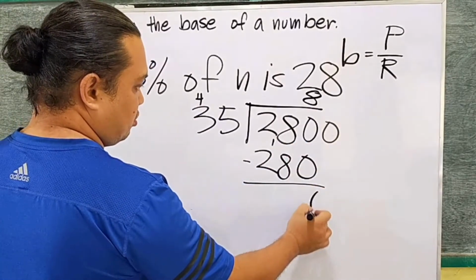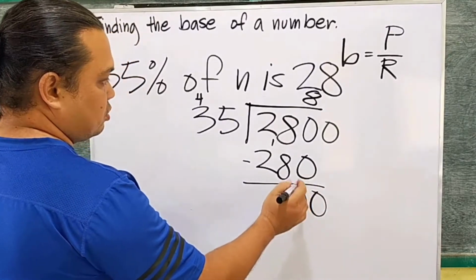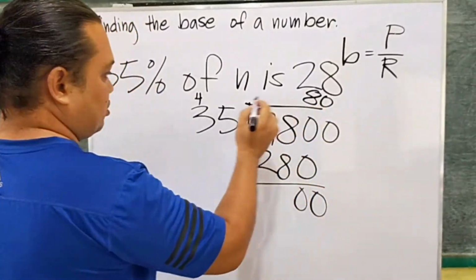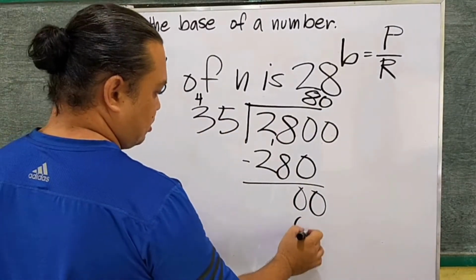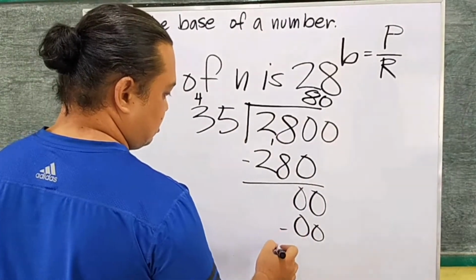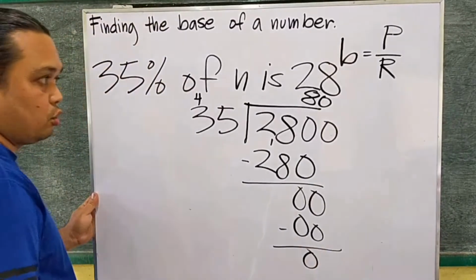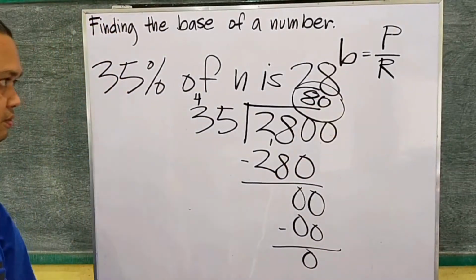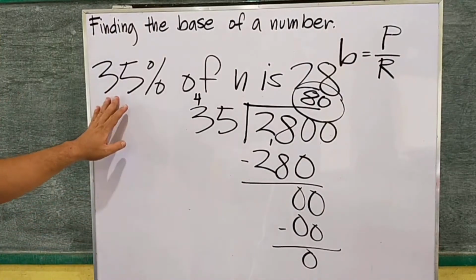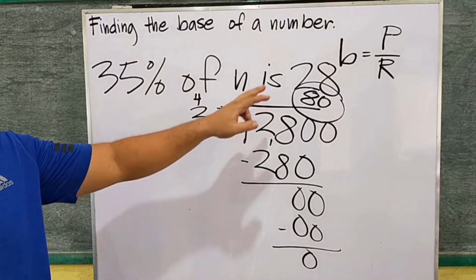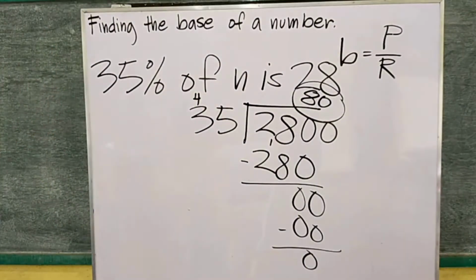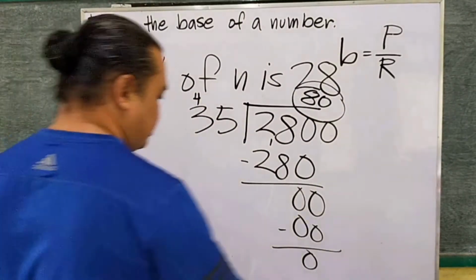Bring down 0 here. So 0 divided by 35, that's 0. 0 times 35, that's 0. 0 minus 0 becomes 0. So we have 80 for our answer. So 35% of what number is 28? That is 80. Okay, so let's have another example.